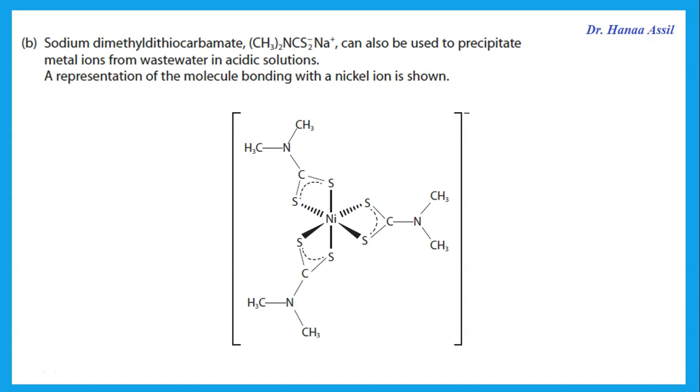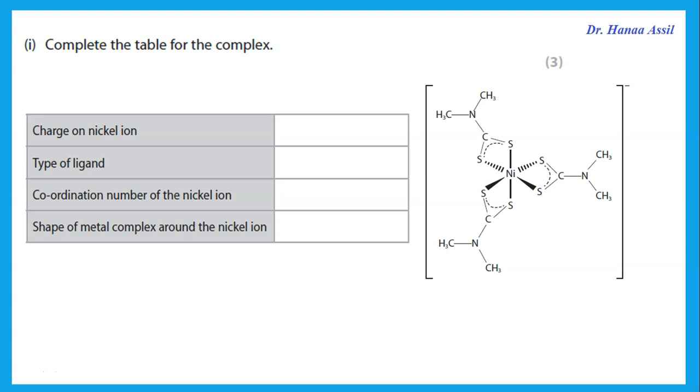This compound can also be used to precipitate metal ions from wastewater in acidic solutions, and we have this represented. Then we are required to complete the table for this. So what is the charge on the nickel ion? Well, we were given this ligand. It has an overall charge of 1 negative. We have 3 of them, that's 3 negatives. So if the overall charge on the complex is 1 negative, that means the charge on the nickel was +2.